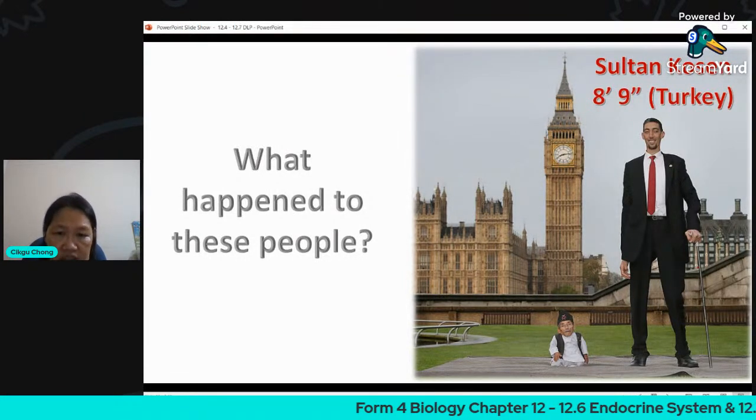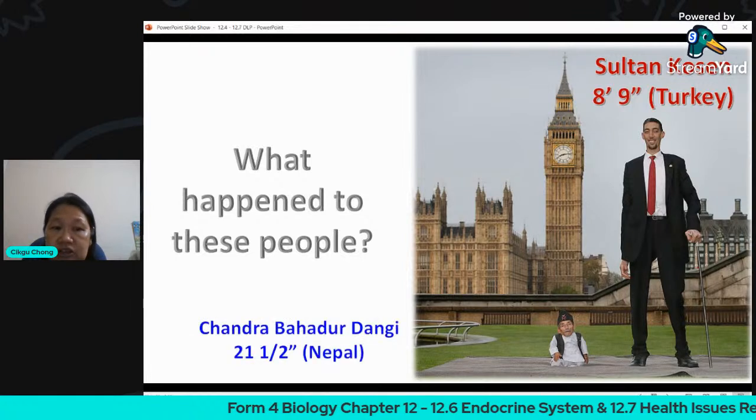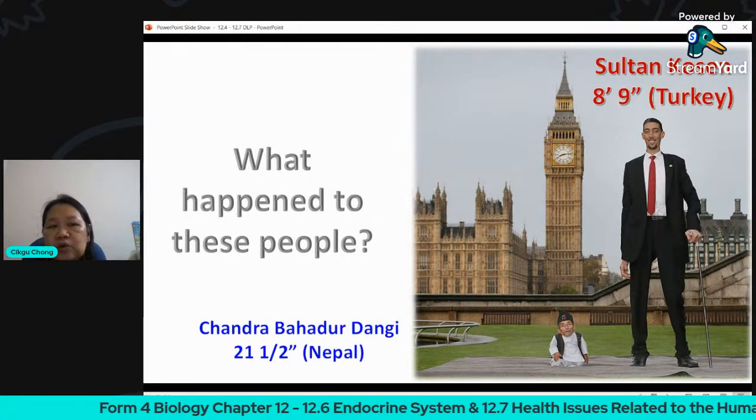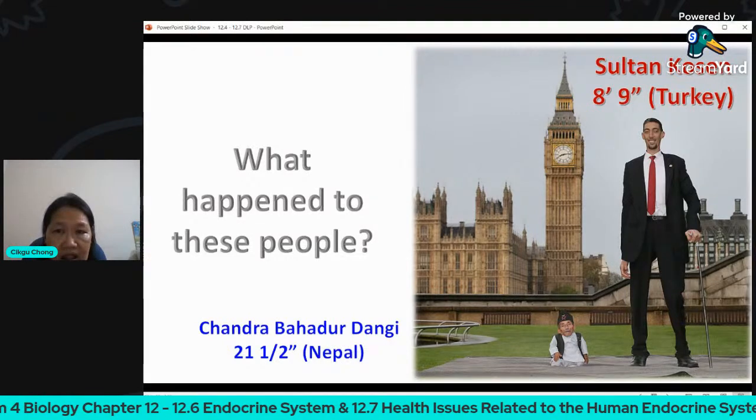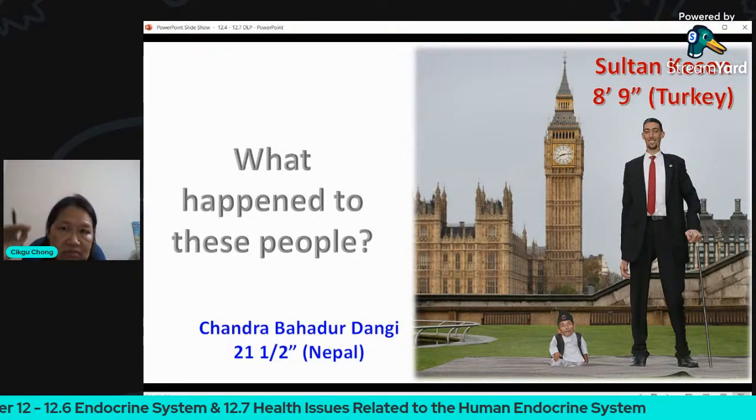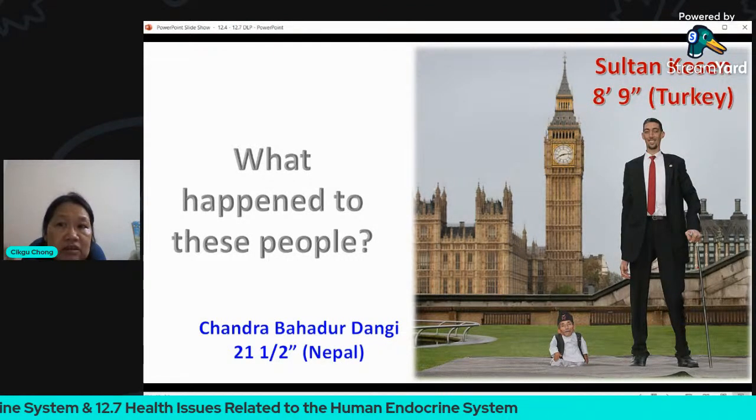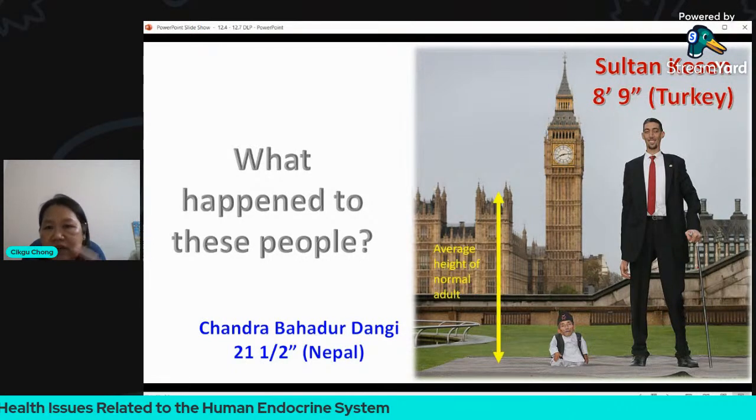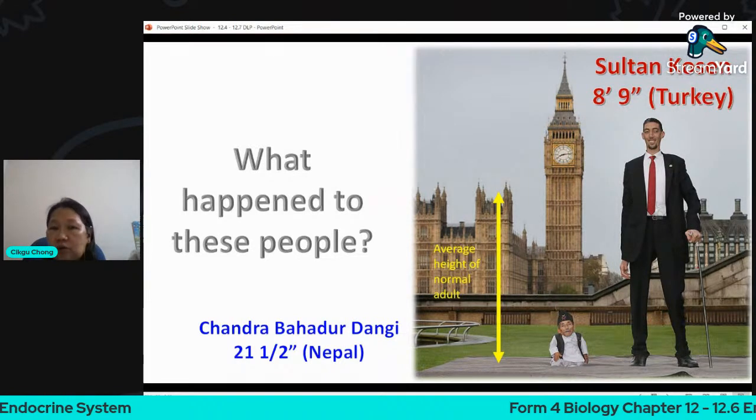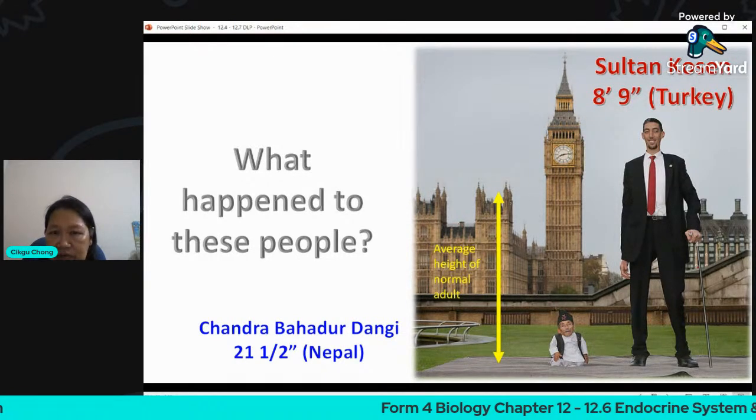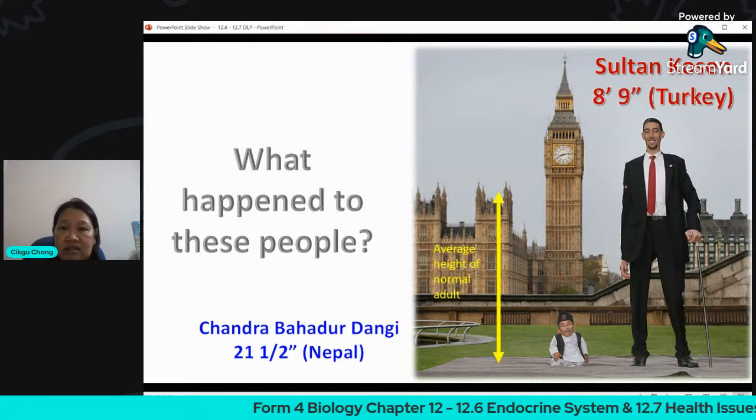And then this is the shortest person alive. This is Chandra Bahadur Dangi. He's only 21 and a half inches. He's from Nepal. Okay, so you can see they don't look very normal in terms of height. Because if you put a normal person beside him, this is the average height of a normal adult. He does not even reach up to the shoulder.